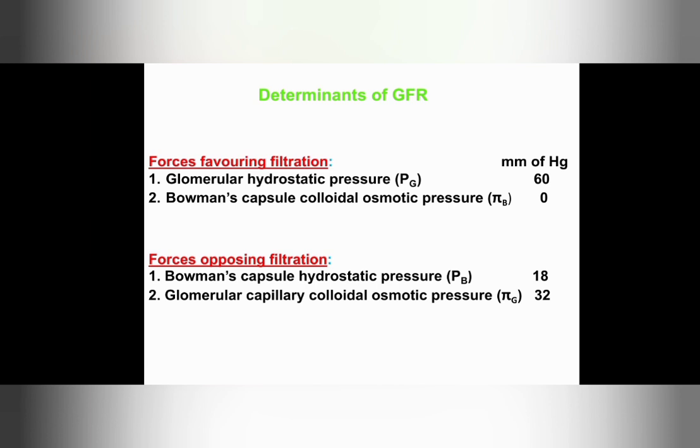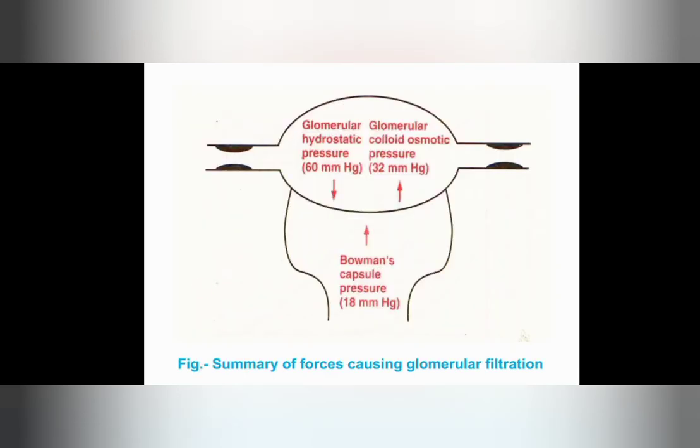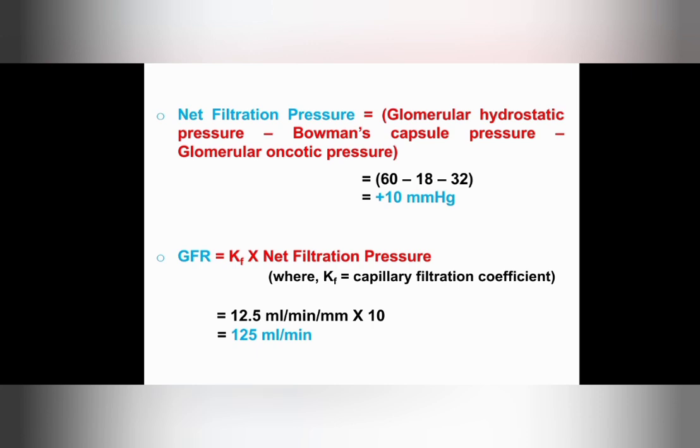Is it clear? All the four forces. Now, what is the net filtration pressure? We sum up all the four forces: 60 plus 0, plus because these are favoring. Then minus 18 minus 32, minus because they are not favoring, they are opposing. So 60 plus 0 minus 18 minus 32. The sum total should be plus 10 in the case of my calculation.